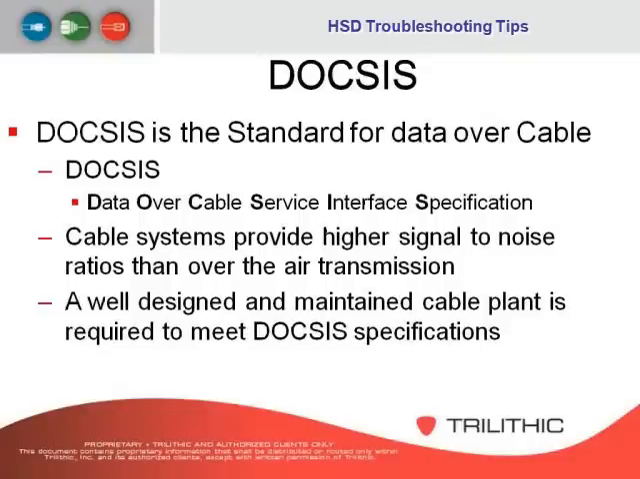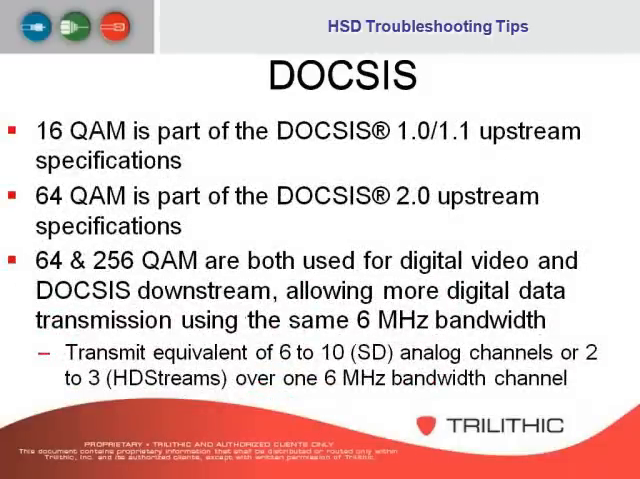DOCSIS is the standard for data over cable. DOCSIS stands for Data over Cable Service Interface Specification. Cable systems provide higher signal-to-noise ratios than over-the-air transmissions. A well-designed and maintained cable plant is required to meet the DOCSIS specs. QAM is part of the DOCSIS 1.0 and 1.1 upstream specs. 64 QAM is part of the DOCSIS 2.0 upstream specifications.